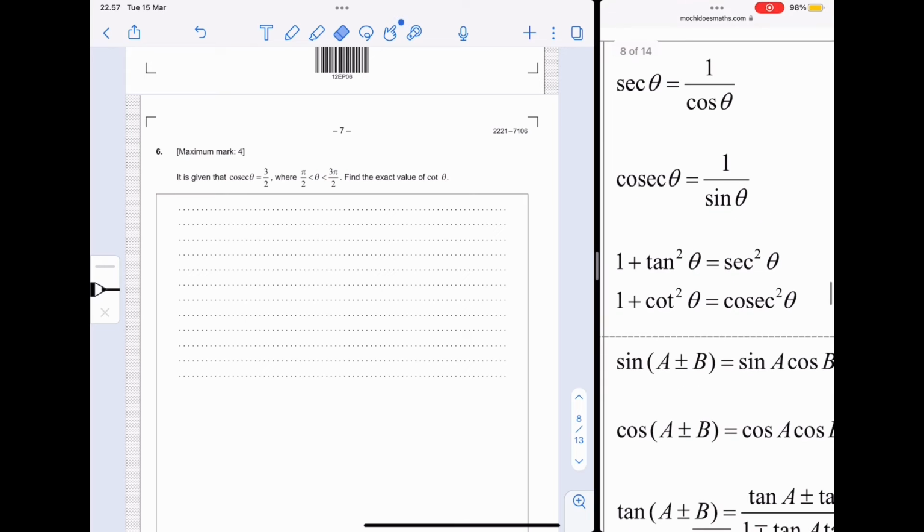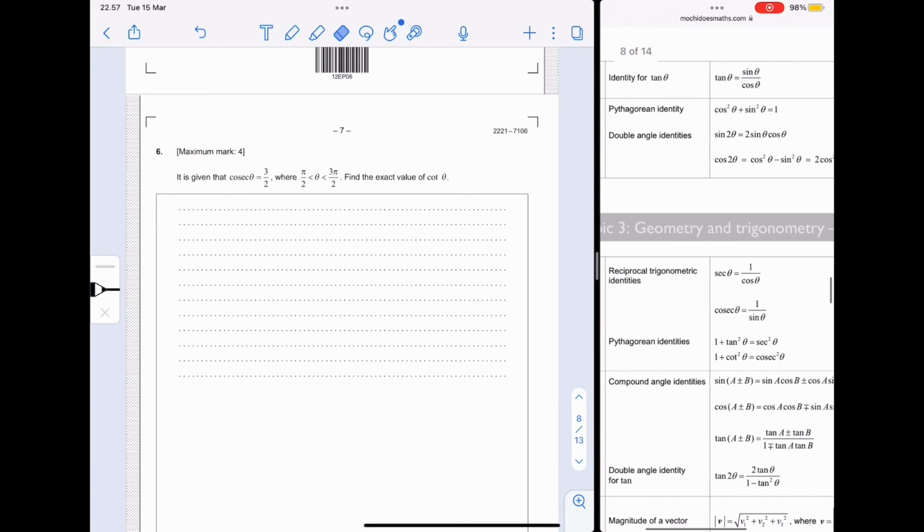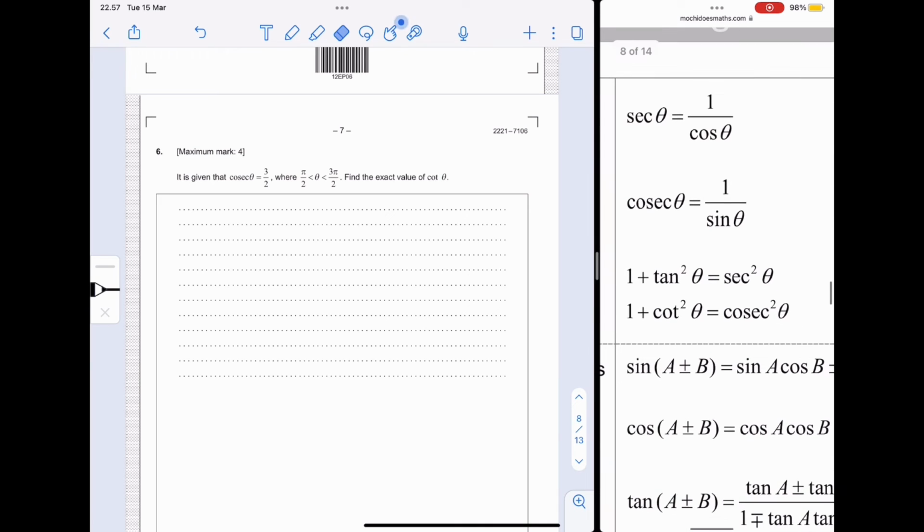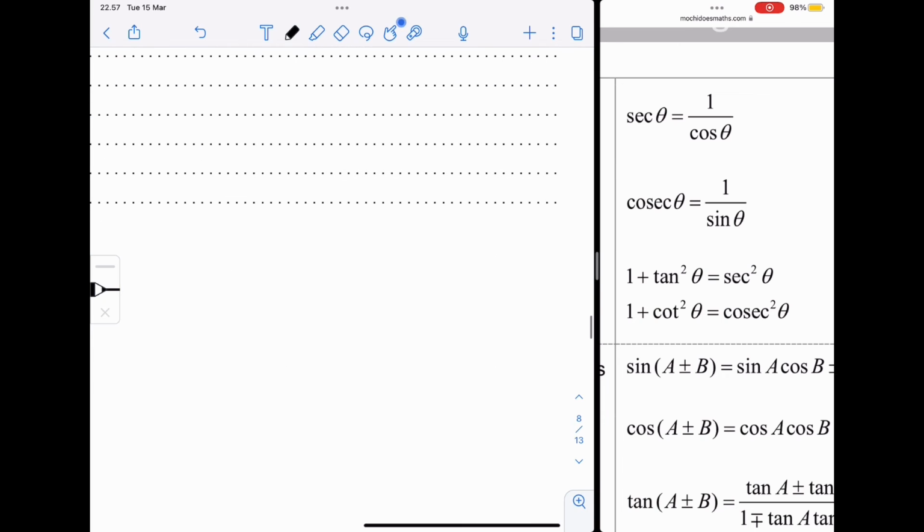You are an HL student. So there's another Pythagorean identity that you need to rely on that includes cosec and cotangent. That will be the very last one here. 1 plus cotan square equals cosec square. So they ask for cotan.